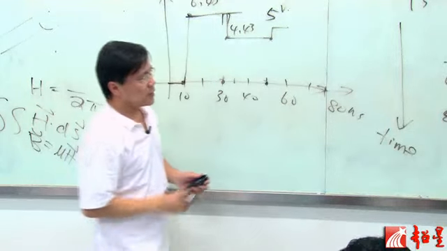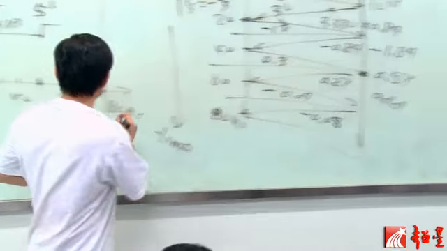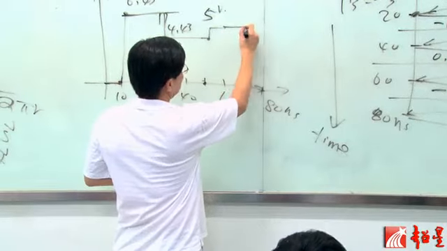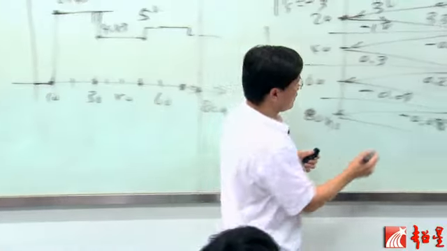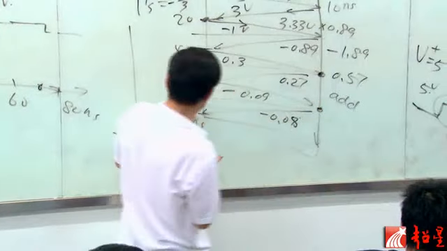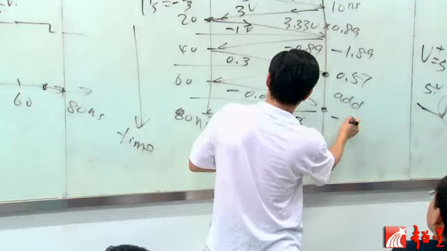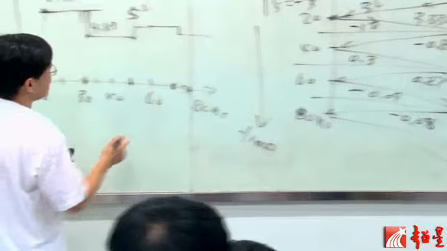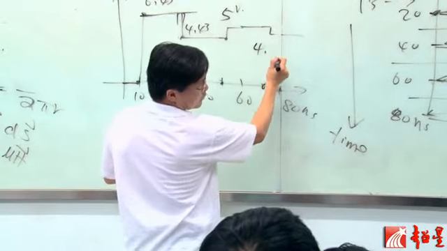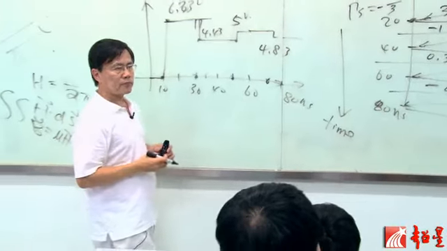All right. Now we reach this point at 70 nanoseconds. We're going to have a lower voltage because at 70 nanoseconds we have negative 0.17 added to it, right? So that will give us 4.83.